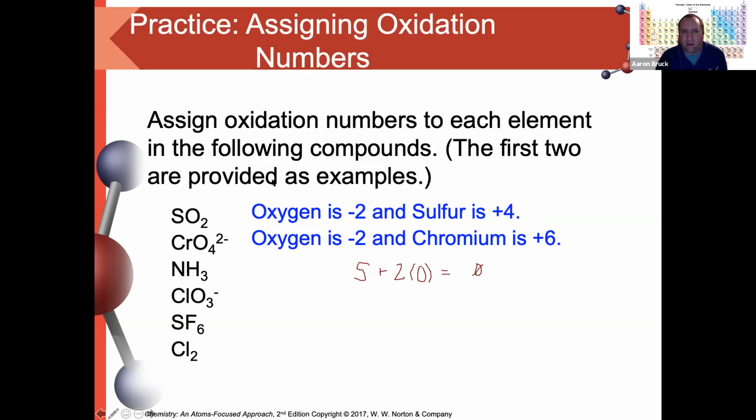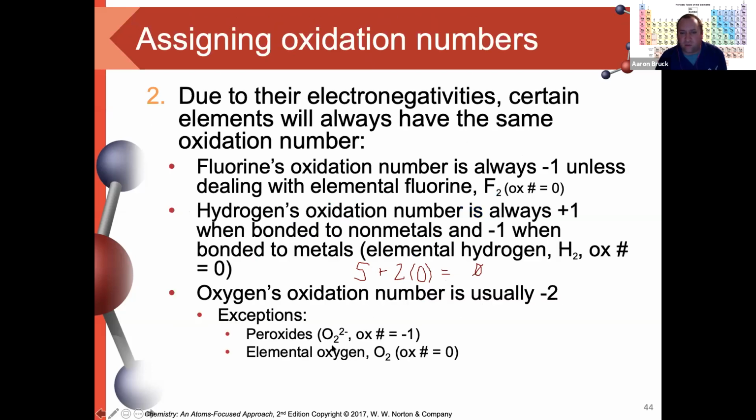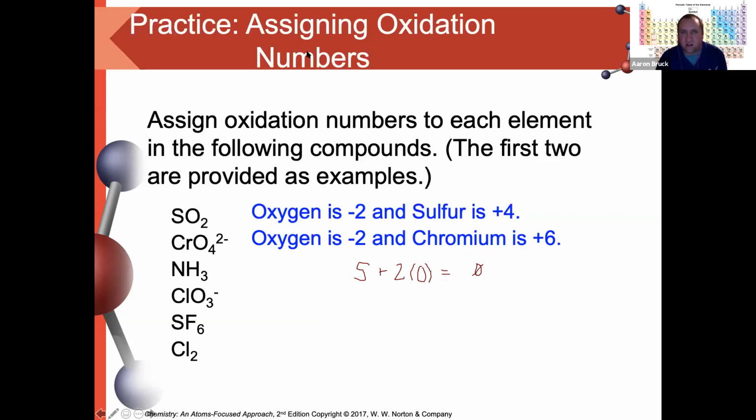Keeping in mind that oxygen is usually -2 unless it's one of these special circumstances, I can continue my algebra. Sulfur plus 2 times -2 is equal to 0. -2 times 2 is -4. Sulfur plus -4 is 0. Sulfur must be +4. So I can assign an oxidation number of +4 for the sulfur, -2 for the oxygen.